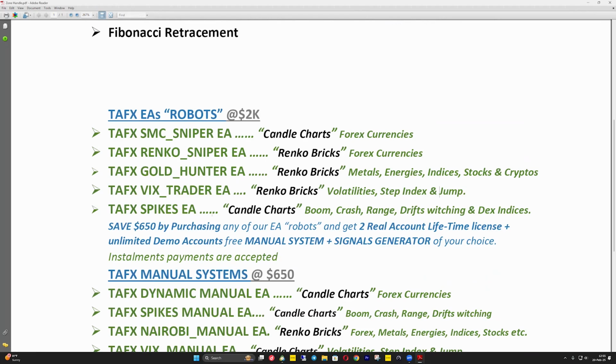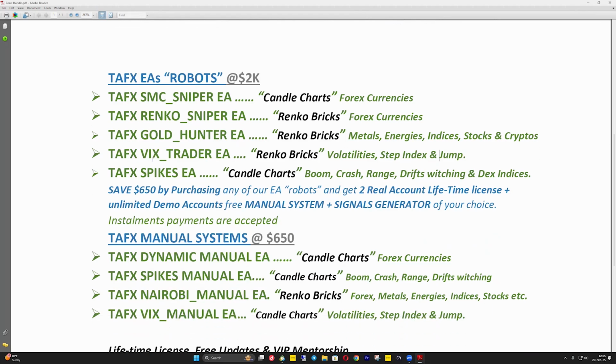We have the Spikes EA. The Spikes EA deals with candle charts, and that one deals with boom, crash, range break, and drift switching, and also DEX indexes. So those are the things that deal with spikes. This one deals with only spikes, and you can find them on boom and crash, range break, sweep, and also index. That is the EA that we have.